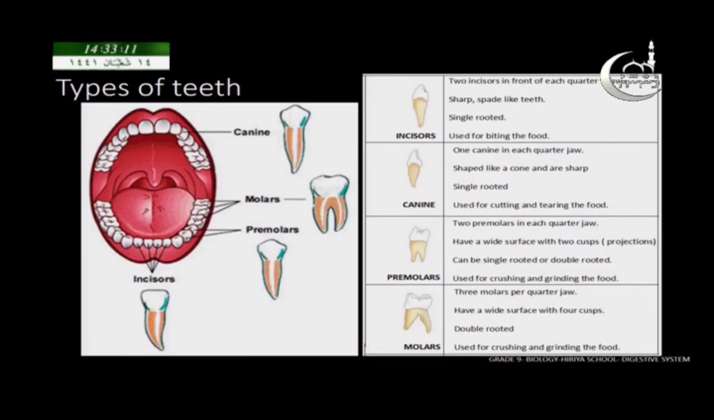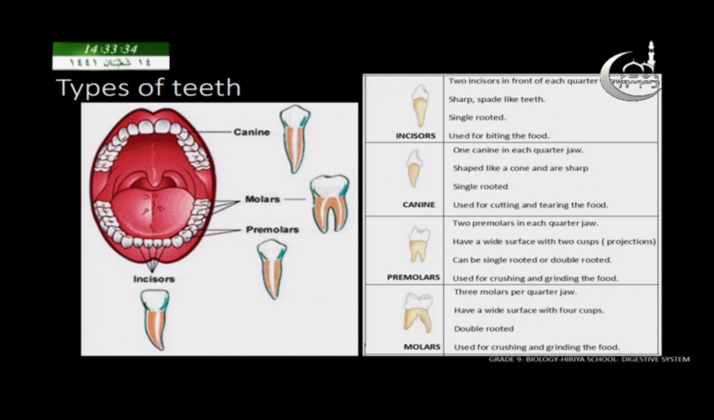There are 4 types of teeth, as you can see. These are canines, incisors, molars and premolars. Incisors are the first thing you can see when you smile, right. These are just used for biting the food, not for chewing. We have 2 incisors in each quarter of our mouth, you can see these 2 are incisors.